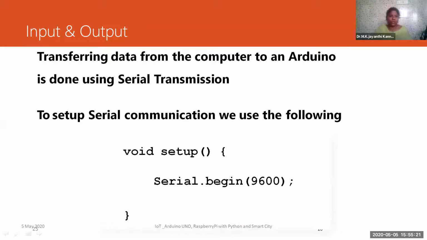Input and output: transferring data from a computer to an Arduino is done using serial transmission. So from the microcontroller Arduino board, we can transfer data in the form of serial signals to the computer. To set up serial communication, we use the following statement: void setup, Serial.begin. Using this function, we can communicate between the computer and the Arduino board, and it will start transferring the data in serial transmission form. Serial transmission means it will send the data in the form of digital signals one by one.